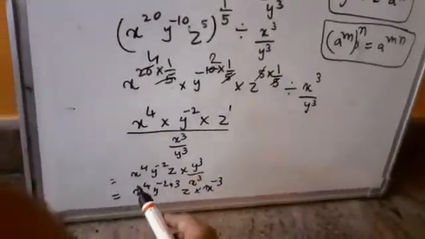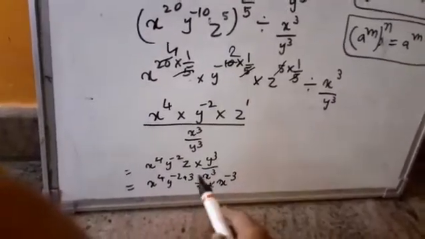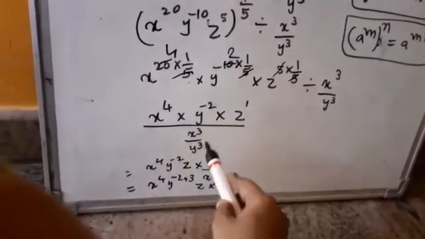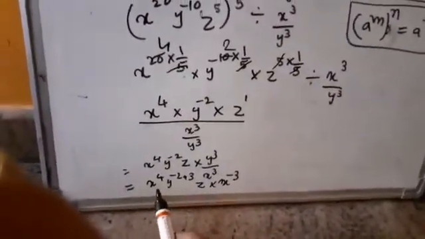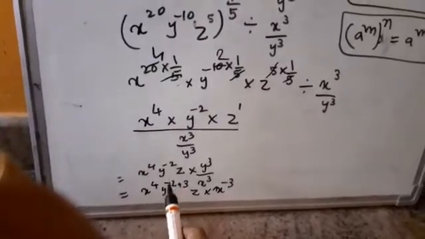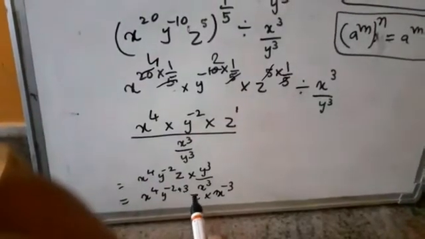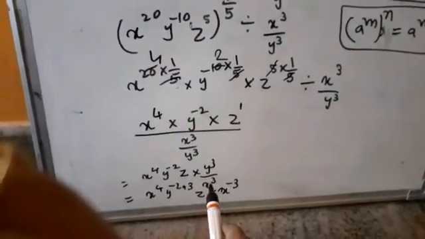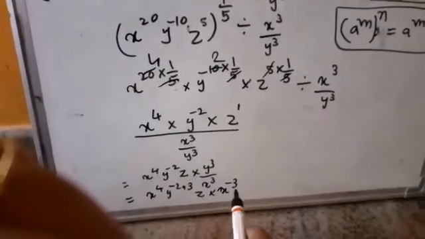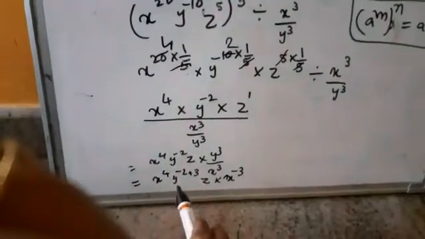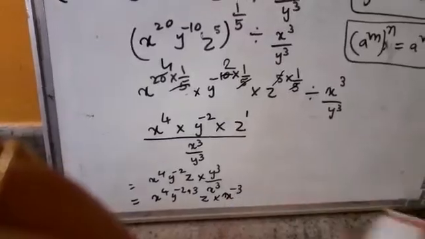Next, x to the power of 4 into y to the power of minus 2 into z to the power of 1 into x cube by y cube, it will come reciprocal, means y cube by x cube. Next, x to the power of 4 into y to the power of minus 2. Here the base is the same, so powers are added: y to the power of minus 2 plus 3. Next, z into this x to the power of 3, it will go to the numerator, plus 3 will become minus 3. That's why x to the power of 4 into y to the power of minus 2 plus 3 into z into x to the power of minus 3.